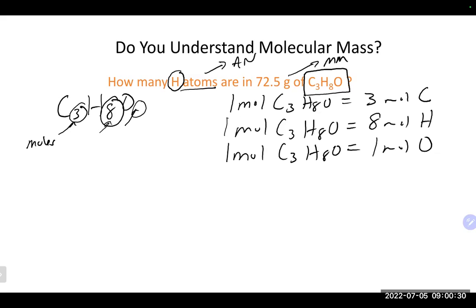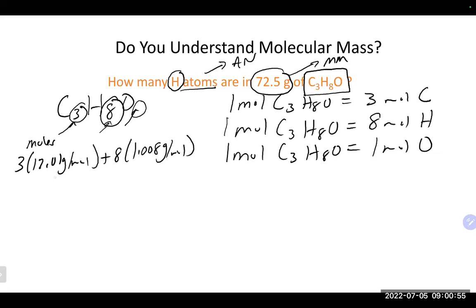Now, in order to do that, it is obviously a mole to mole relationship. We do need to get these grams into moles to do that. So that would really be the first thing that we would want to do. We would need the molar mass to do that part. So the molar mass of this guy would be 3 times 12.01 for the carbon, plus 8 times 1.008 for the hydrogen, plus 16 there for the oxygen.